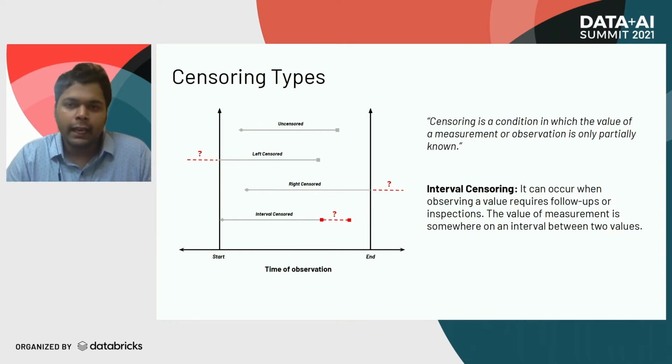Censoring is a condition where the measurement that we have is partially known. In the context of subscription business, we can take the example of a churned subscriber and an active subscriber. For a churned subscriber, we know his or her tenure completely. So they can be categorized under uncensored observations.